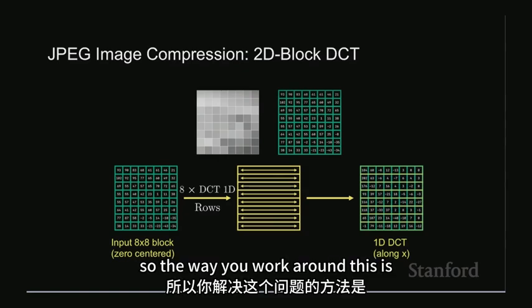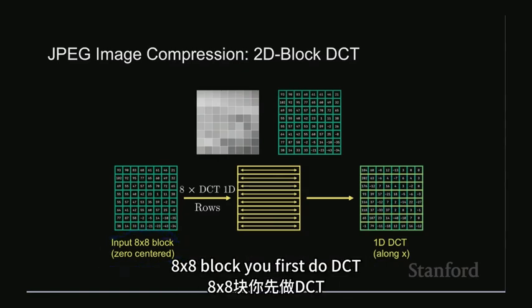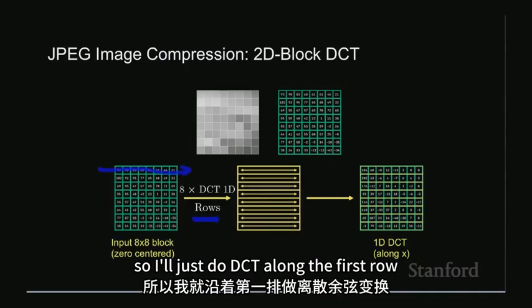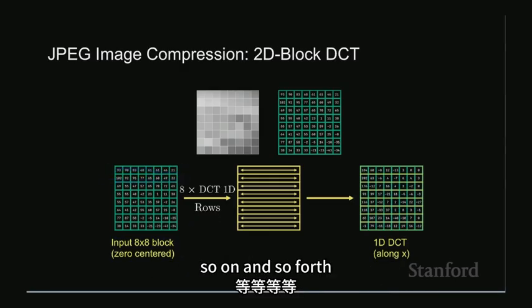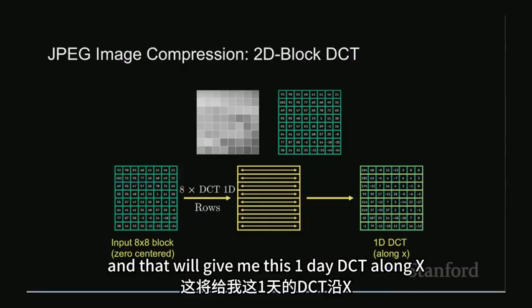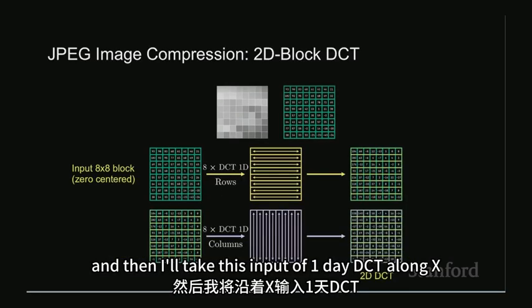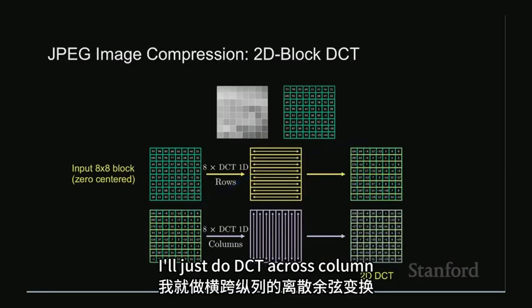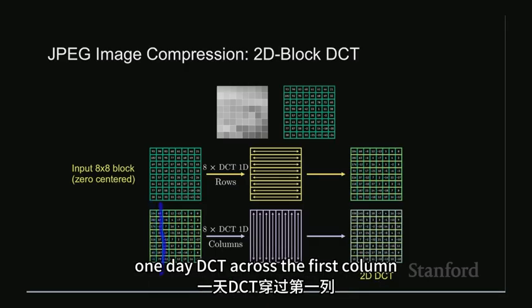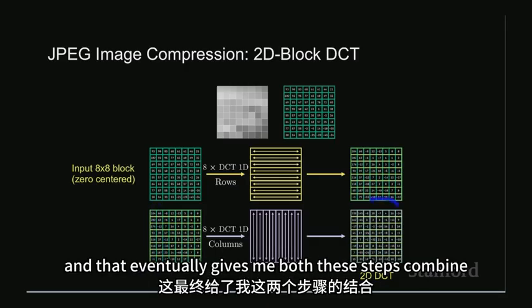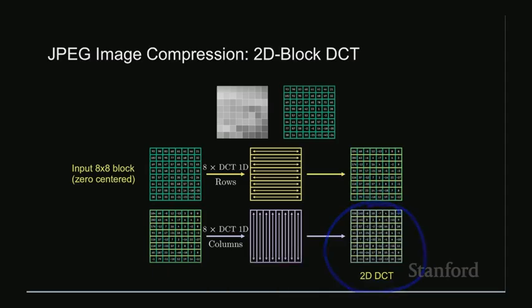So the way you work around this is once you have this input 8x8 block, you first do 1D DCT along the rows. So I'll just do DCT along the first row, I'll do the DCT along the second row, and so on and so forth. And that will give me this 1D DCT along X. And then I'll take this output of 1D DCT along X, and next I'll just do DCT across columns. So I'll do 1D DCT across the first column, second column, and so on and so forth. And both these steps combined give me this 2D DCT.